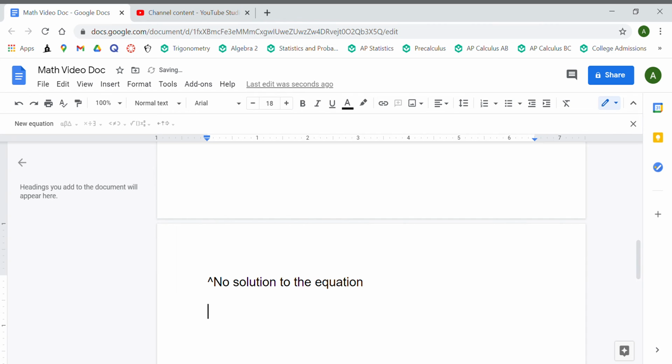Alright? Try this on your own. How about 3x plus 4 equals 1/2 x plus 8. Try this on your own, see what happens.